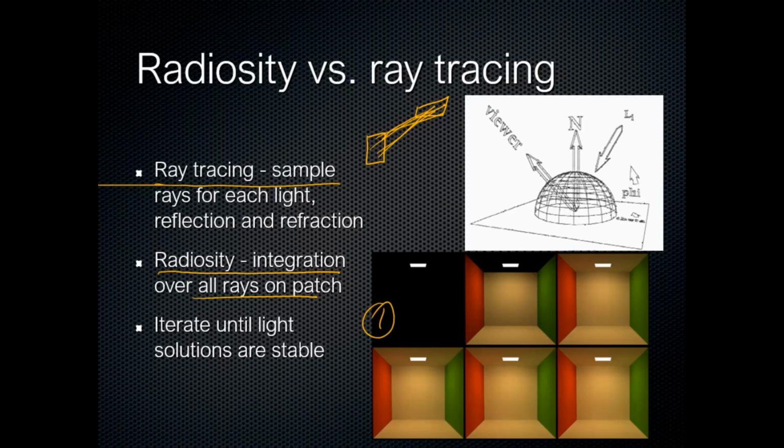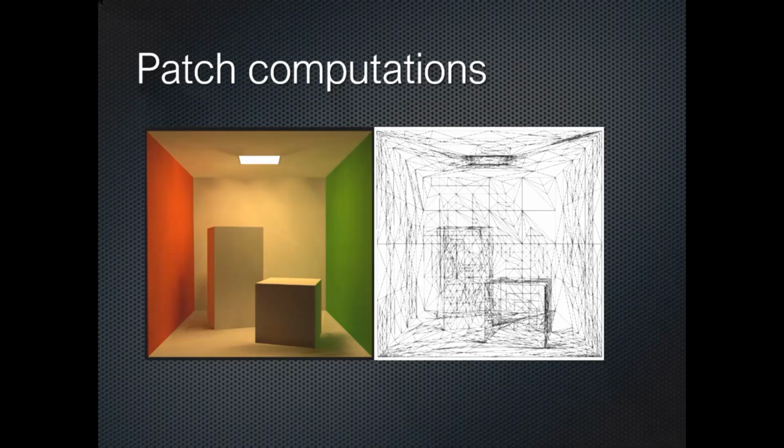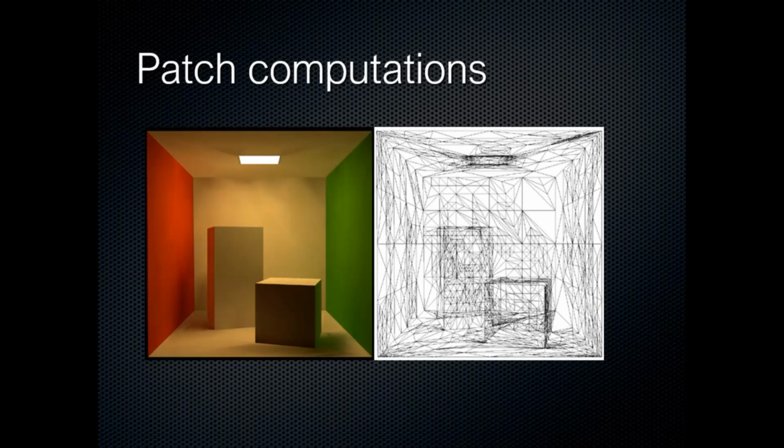We basically iterate our solution until it becomes stable. It's like the tub and the water splashing around. Here's an example of patch computations. On the right, we have the Cornell box broken into a whole bunch of little patches, little triangles, and essentially we're going to set up a huge matrix, and the matrix is going to account for every one of these patches, every one of the other patches.